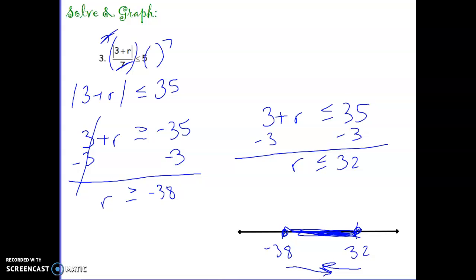This is an intersection. This is what they have in common. So and intersection, or you remember our intersection symbol that looks like the rainbow? All right, and we get ready to write our answer. -38. Look, the pointy part is to the -38. Less than or equal to r, which is less than or equal to 32. Remember, when you write and solutions, you write it all together as one inequality with the r in the middle.